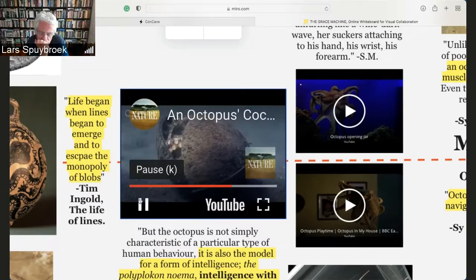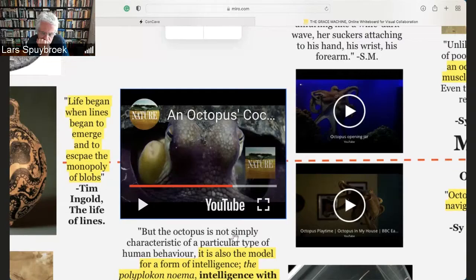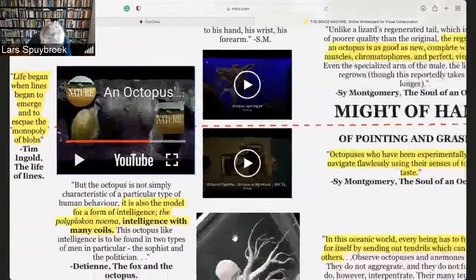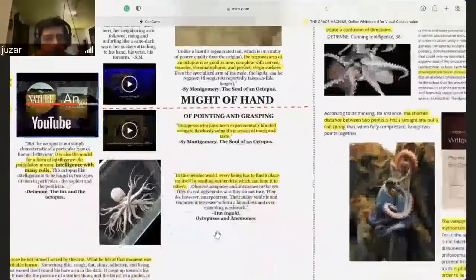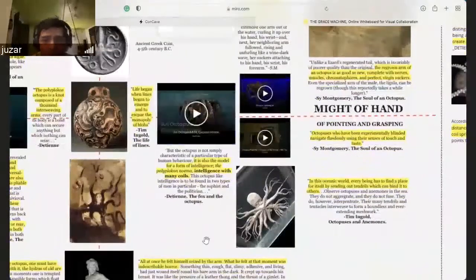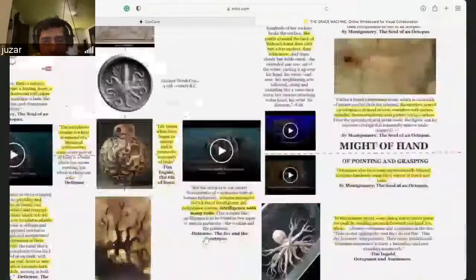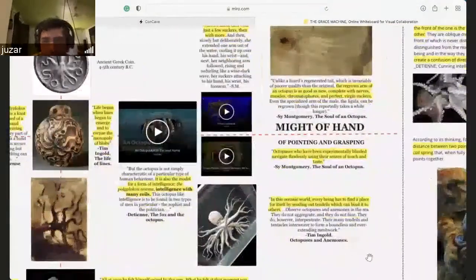Okay. Okay, can you zoom out a bit? Yeah. Just hold on to it.